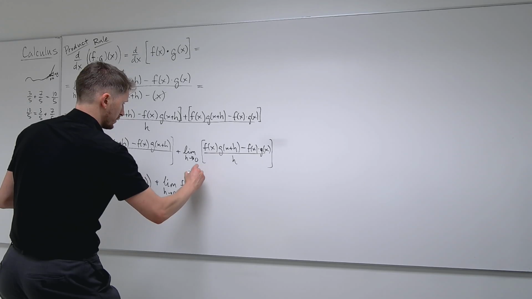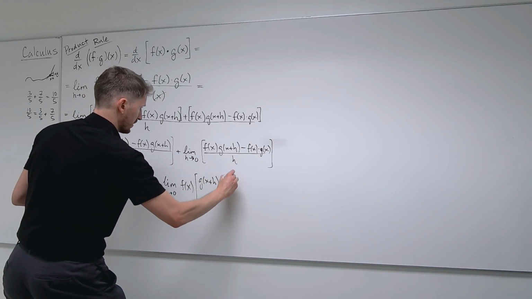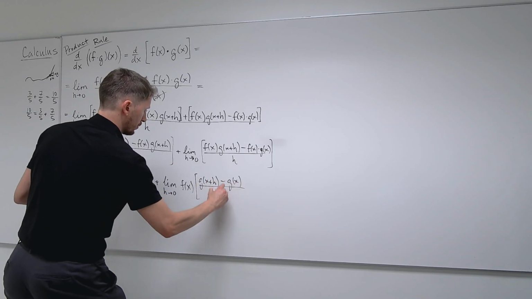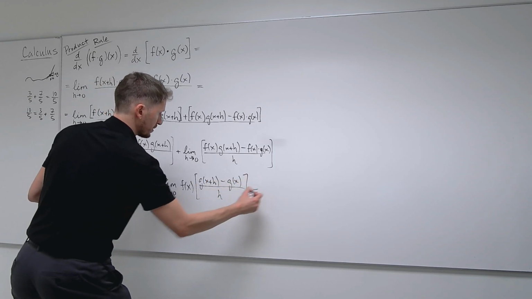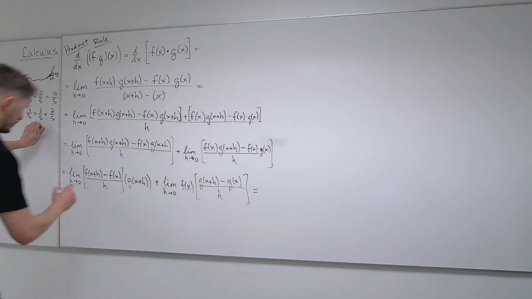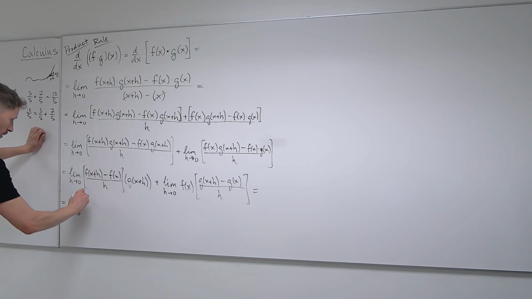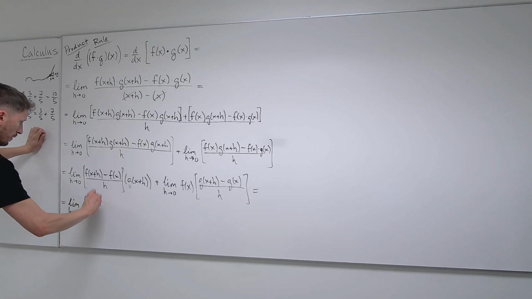f of x times g of x plus h minus g of x over h. Okay? And what happens is, let me give you one extra step. I don't want to give you just the answer right away. So basically it's going to be the limit as h goes to 0 of this, which is f of x plus h minus f of x. And somebody can probably already see what I'm trying to get at.